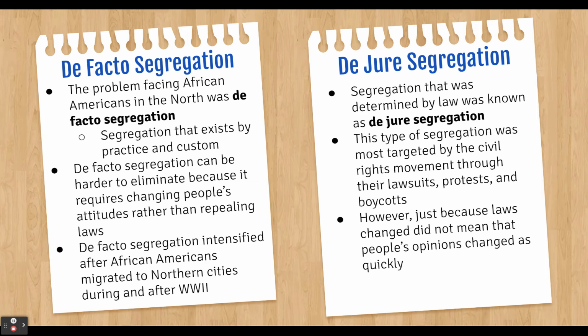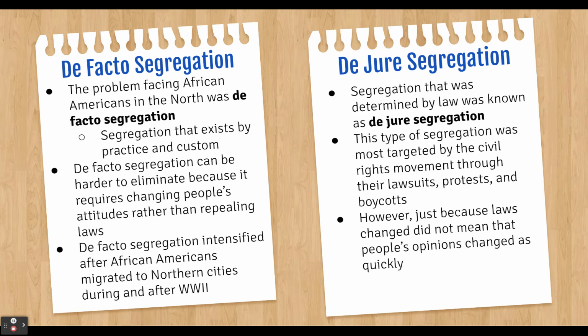De facto segregation intensified after African Americans migrated to northern cities during and after World War II. This caused tensions between African Americans and the white community. It also led to what is known as white flight, where many white families left the cities and moved into the suburbs, leaving the urban areas primarily housed by minorities.